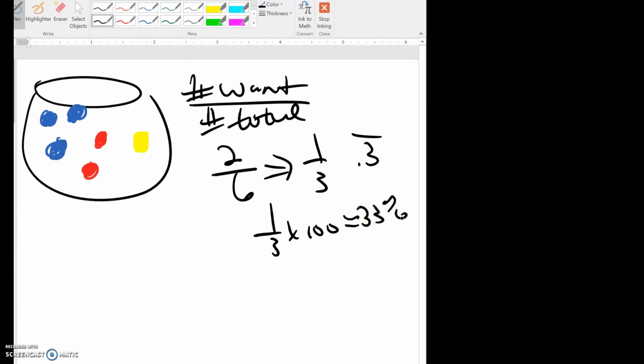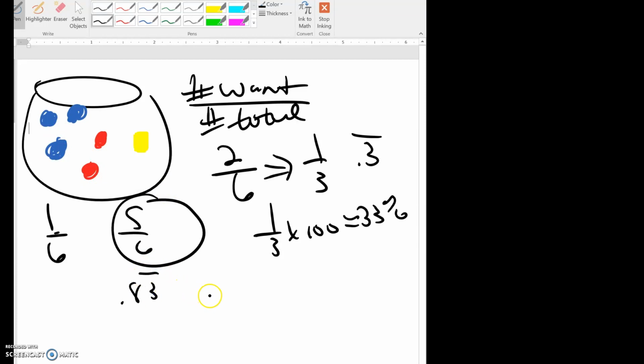So the next one, what's your probability of not getting a yellow? Well, my probability of getting a yellow is 1 out of 6. So the rest of it has to be not getting yellow. So my probability of not getting yellow is 5/6, and that would be the red and the blue. Again, you could divide and get a decimal, like 0.83 repeating. You could divide and multiply by 100 if you want and get about 83%. So again, lots of ways to write your answer.